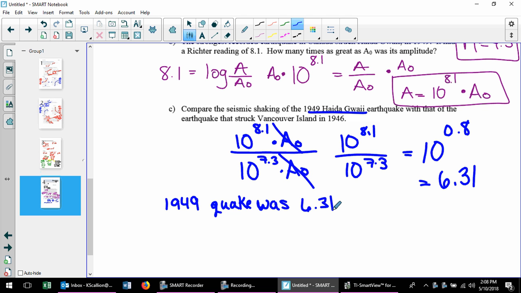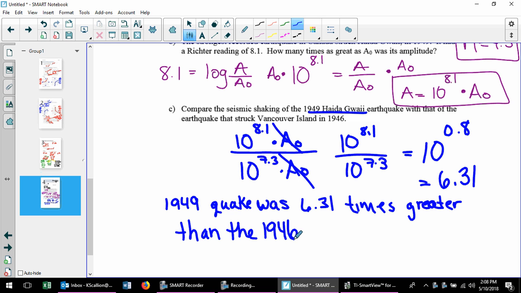So the 1949 quake was 6.3 times greater than the 1946 quake.